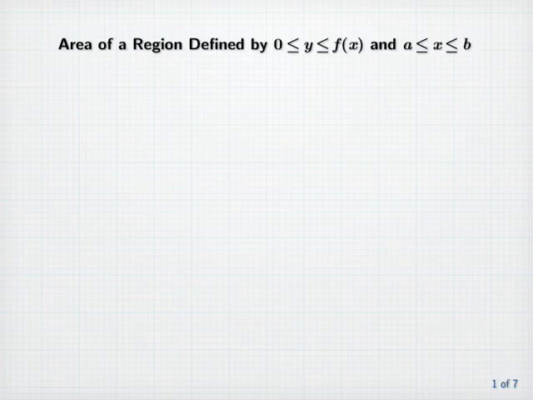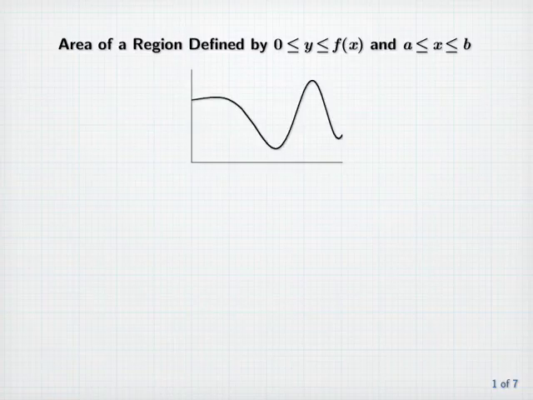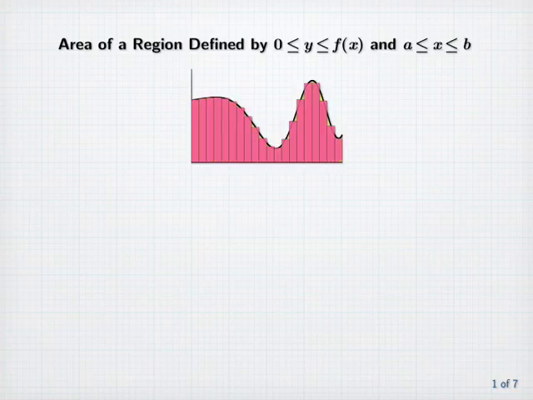bounded by the graph of a non-negative function and the x-axis over the interval [a, b], that is, the area under a curve as illustrated here. Recall that we can approximate the region with adjacent rectangles whose top edges touch the curve.